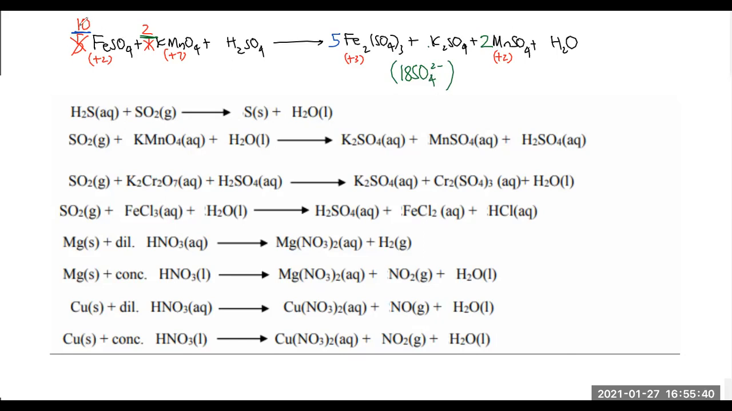Here I already have 10, so I need another 8. So I put an 8 here to balance the sulfate ions. Here we have 18, here we have only 10 with this FeSO4, then I need another 8. And now I have to balance the hydrogen atoms. I have 8 H2, that means 16 hydrogen atoms. To balance that out, I have to put 8 H2. So the stoichiometric coefficients will be 10, 2, 8, 5, 1, 2, and 8.